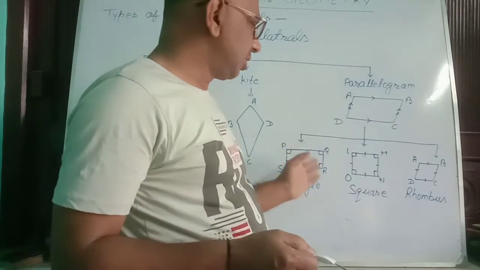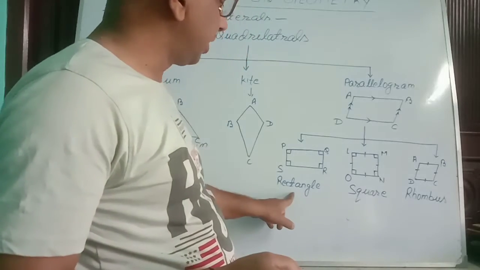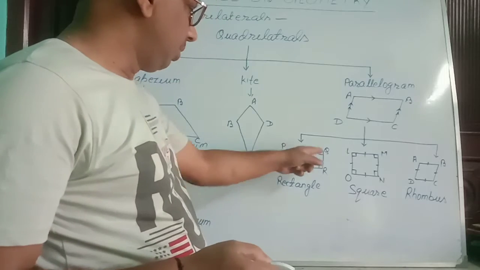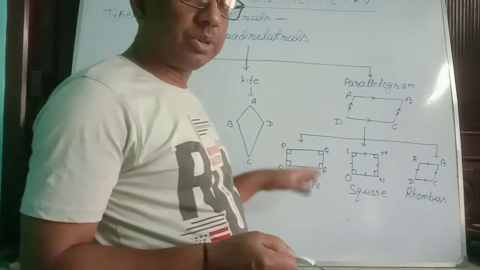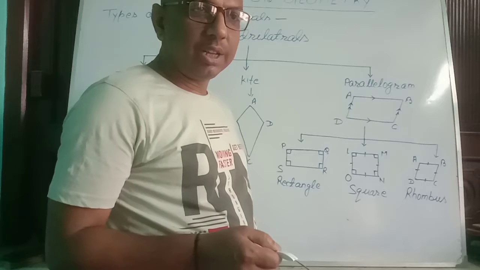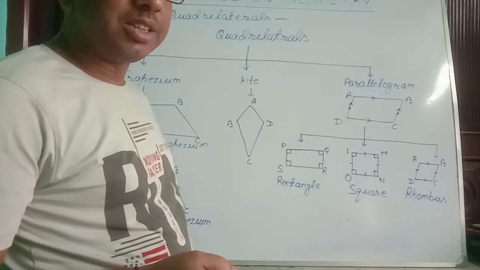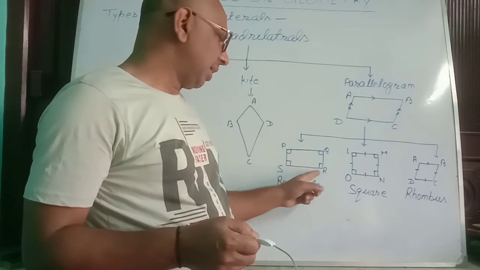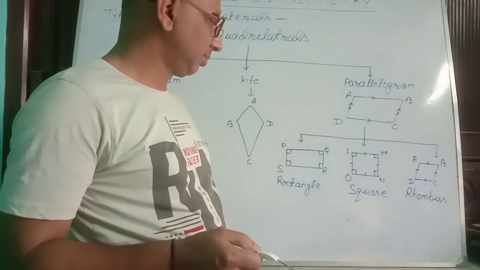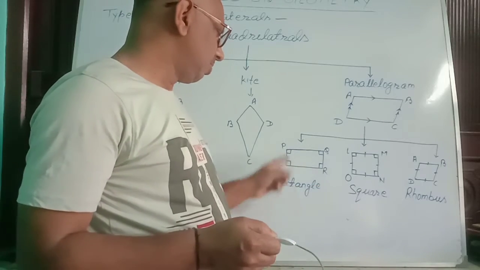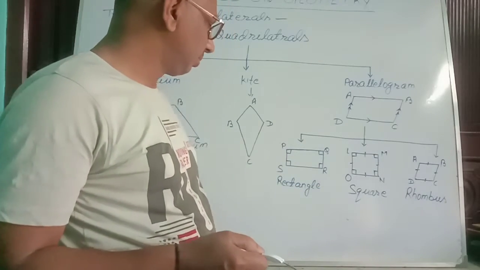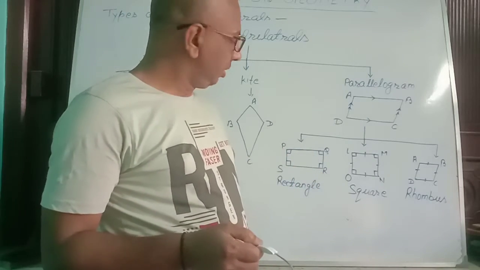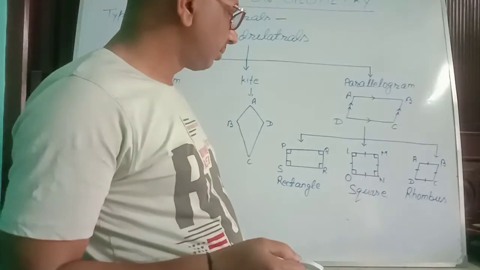Now this parallelogram is classified into three, that is a rectangle, a square and a rhombus. PQRS is a rectangle in which opposite sides are equal and each angle is a right angle, each angle is 90 degrees. In this figure, PQ is parallel and equal to RS and QR is parallel and equal to PS. Angle P, angle Q, angle R and angle S, each angle is 90 degrees.